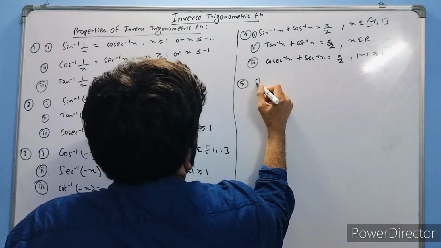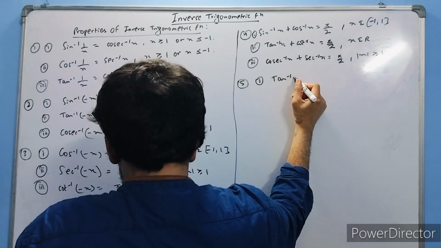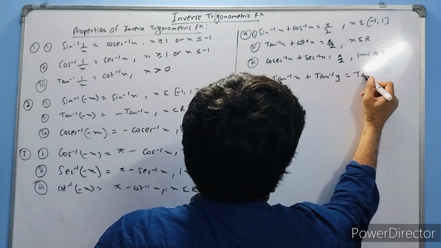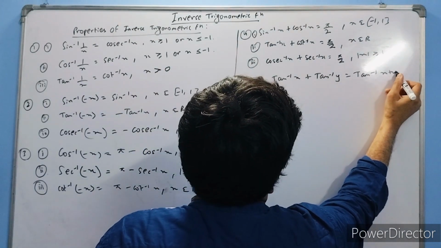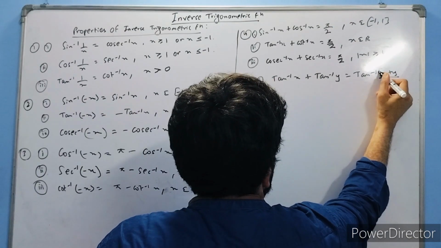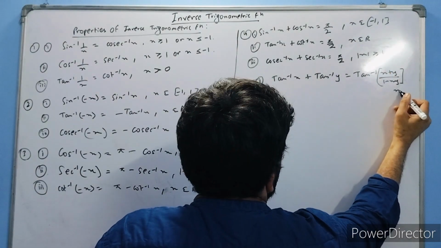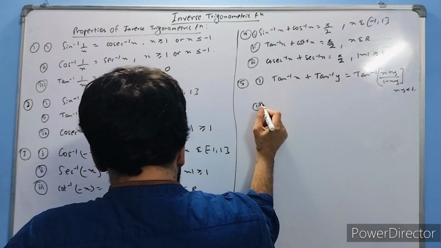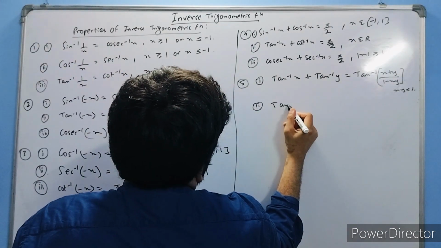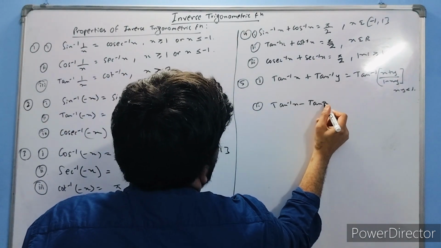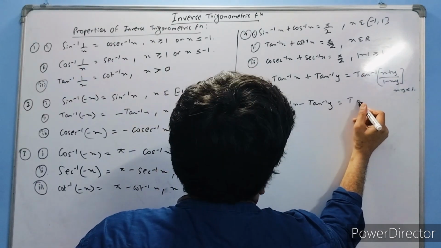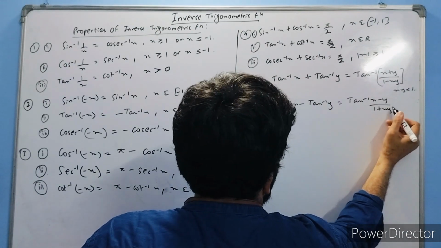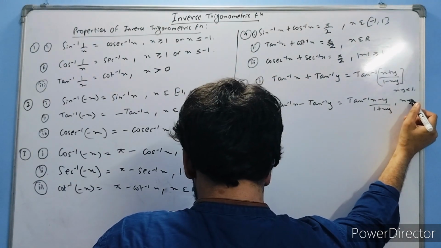Now we have tan inverse x plus tan inverse y is equal to tan inverse of x plus y upon 1 minus xy, where xy is less than 1. The second part is tan inverse x minus tan inverse y is equal to tan inverse of x minus y upon 1 plus xy, where xy is greater than minus 1.